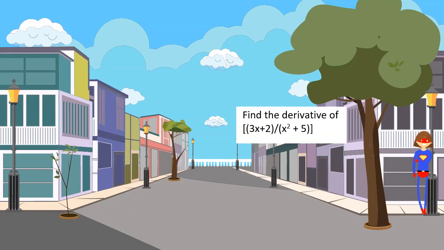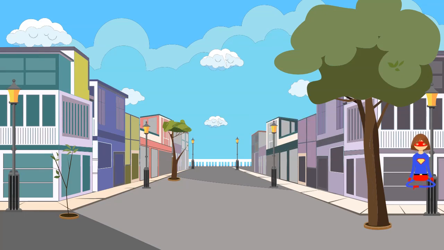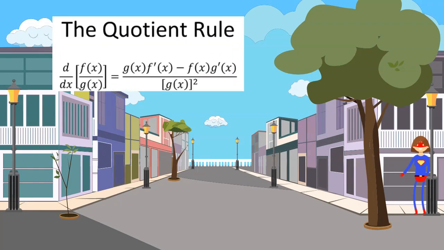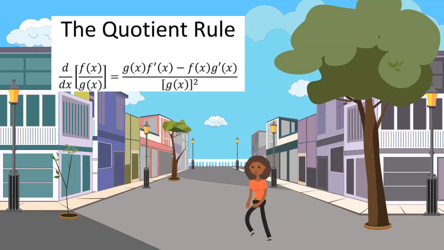What if we are given this problem? How do we solve this? Today we will study about quotient rule. The quotient rule is a formula for taking the derivative of a quotient of two functions.